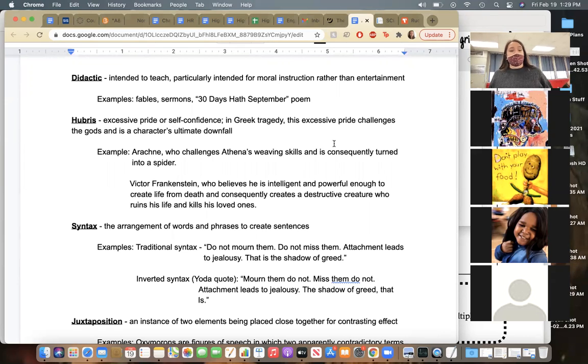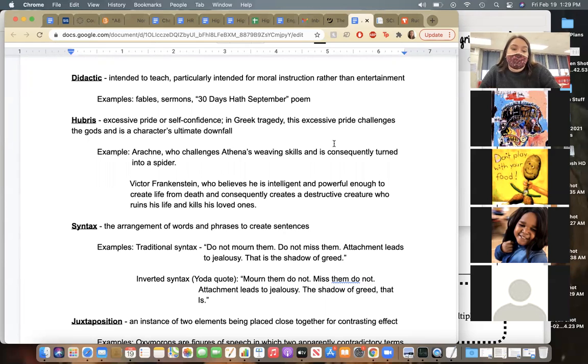My example from Greek mythology is Arachne, who challenges Athena's weaving skills and is consequently turned into a spider. She's like, "Oh, I'm better at weaving than the goddess Athena, so I'm going to show off." And Athena's like, "Nope, you suck. And because you were so cocky about it, I'm going to turn you into a spider."